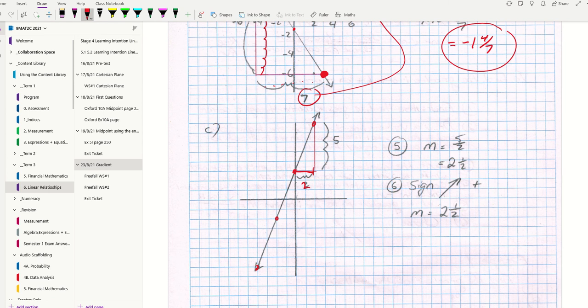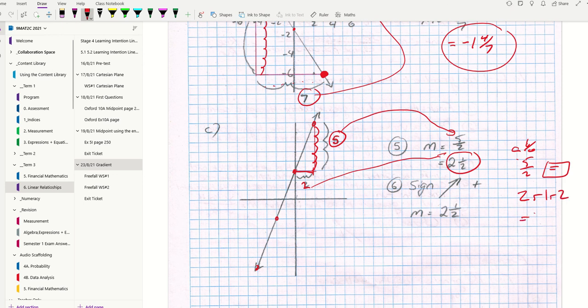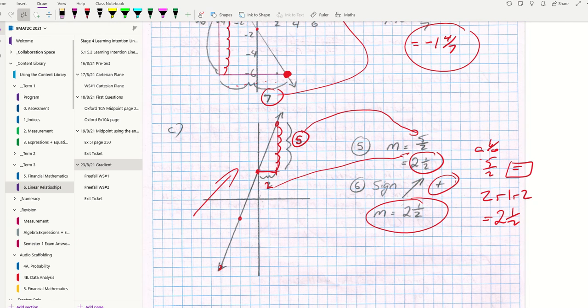2 up here, 1, 2, 3, 4, 5, 5. So 5 on top, 2 on the bottom. Gradient is 5 on 2. Put that in my fraction, push the equal sign. So put it in with the A, B, C, get the fraction in as 5 on 2, push my equal sign, it will come up and it'll go something like 2R1, R2, that's 2 and a half. Then have a look at my slope. Slope is going up, so it's positive. So my answer is M equals 2 and a half.